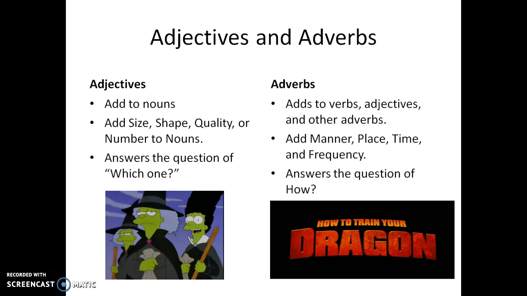So those are the four basic parts of speech. There's a few other different things that we can get into, like articles and things like that. But for the purposes of this video, that's what this one's going to be about.